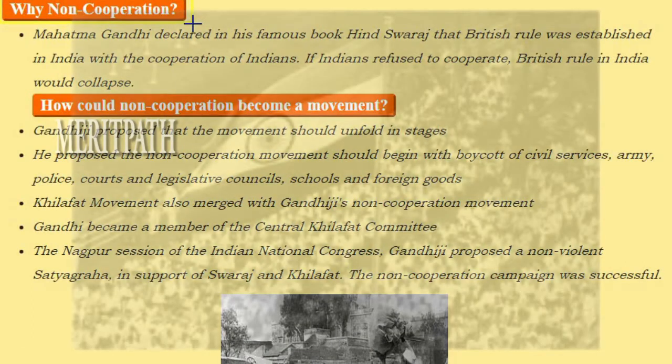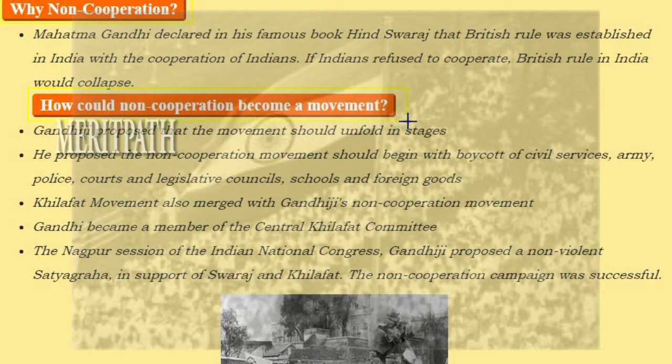Non-cooperation movement. Why non-cooperation? Mahatma Gandhi declared in his famous book Hind Swaraj that British rule was established in India with the cooperation of Indians. If Indians refused to cooperate, British rule in India would collapse. How could non-cooperation become a movement?